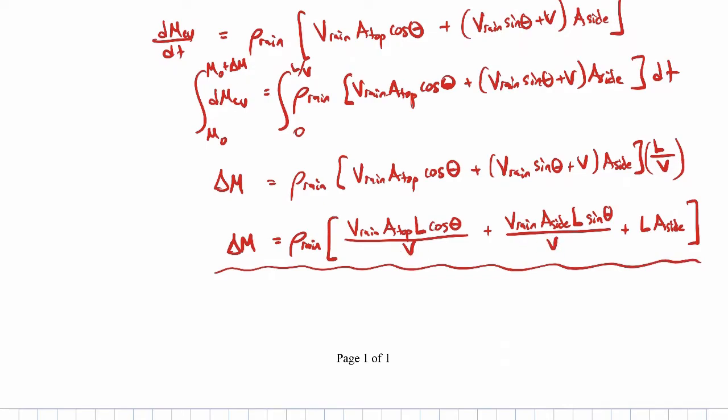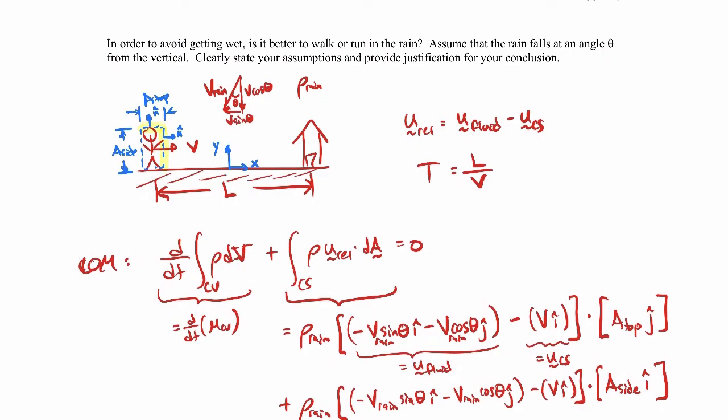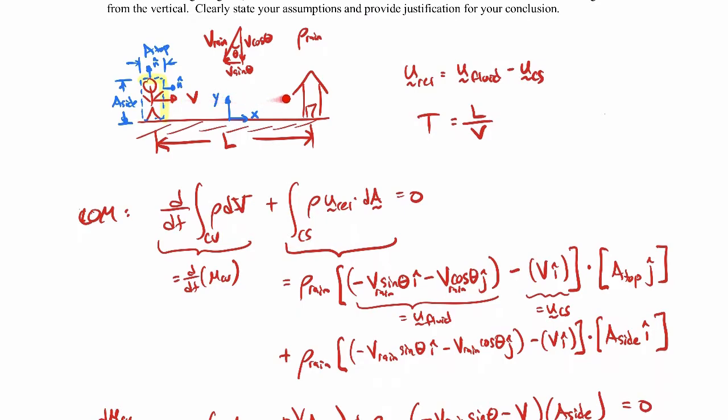Okay, so if you look at that for a second, to minimize delta M, what we want to do is make the velocity v as large as we can. Right? In fact, we want v to go to infinity. Because if v goes to infinity, then these terms become 0, and all we're left with is one term here. So bottom line is, if it's raining and you're trying to get from point A to point B here, you want to go as fast as you possibly can go. Run as fast as you can go, and that will minimize the amount of rain that accumulates on you.